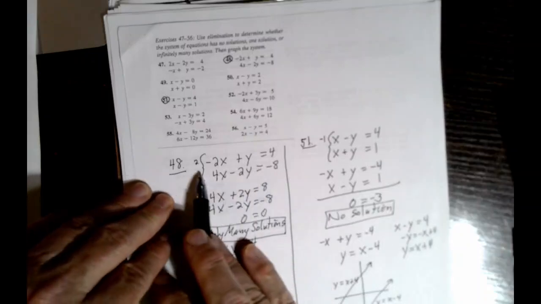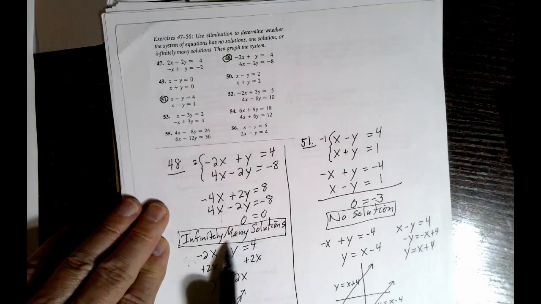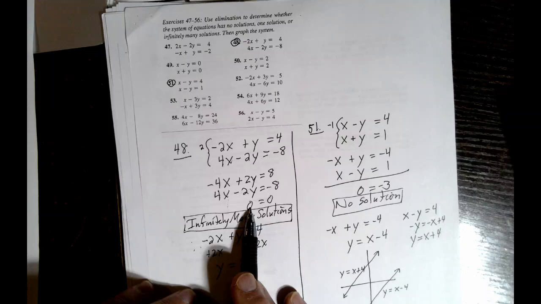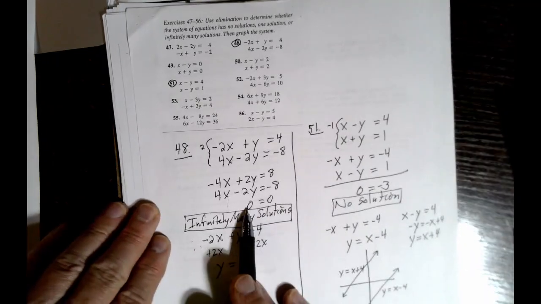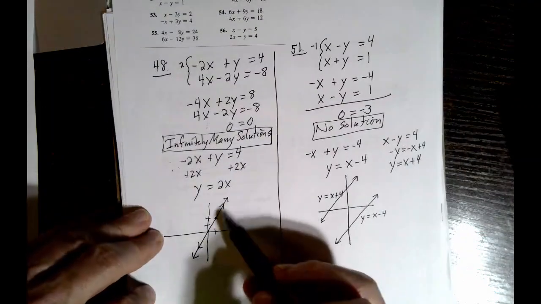Number 48, they give you an equation already, and you multiply by 2, and it lines up your X's so they go away. And also your Y's go away. This is interesting. So when you get a true statement like this, that means you have a solution when 0 equals 0, which is always true. So it's infinitely many solutions. If you graphed it, you'd see the exact same line right on top of itself.